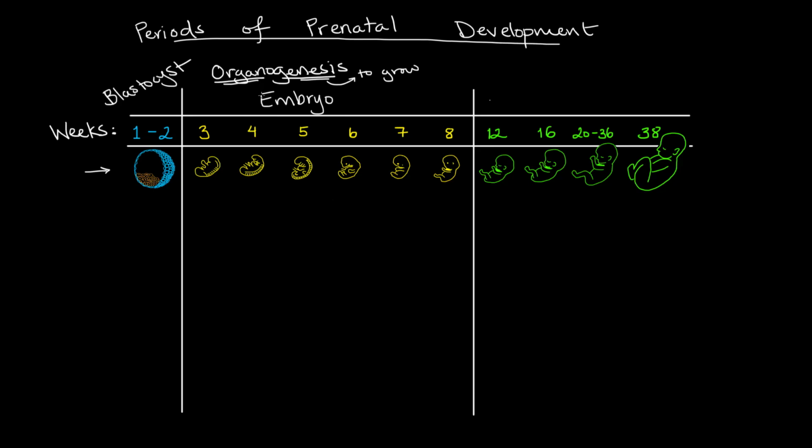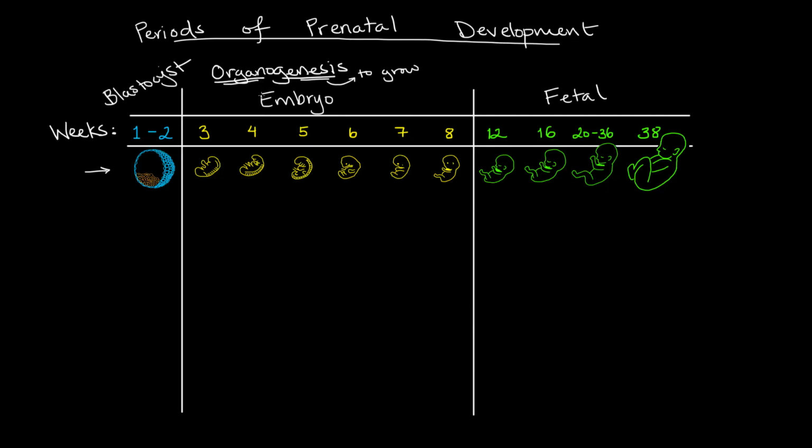And so this last period, kind of from 12 weeks to full term, is known as the fetal period. Okay, so some of the things that I'm going to talk about here are the sensitivity of these different stages to teratogens or to compounds that cause birth defects or things that are toxic to the baby.